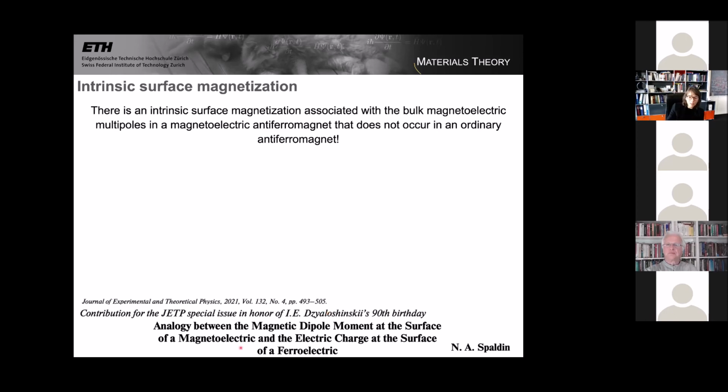For all of the technical details, I wrote an article for the 90th birthday special issue of JETP for Igor Dzyaloshinskii. Sadly, he passed away just a couple of months ago.